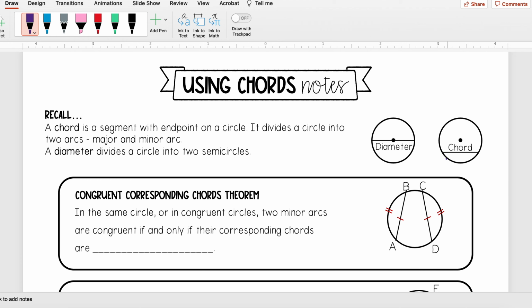So we see in the second circle, this is an example of a chord because its endpoints are on the circle. And I see that it's really dividing the circle into 2 different parts. I see that I have my minor arc right here, and I have the major arc.